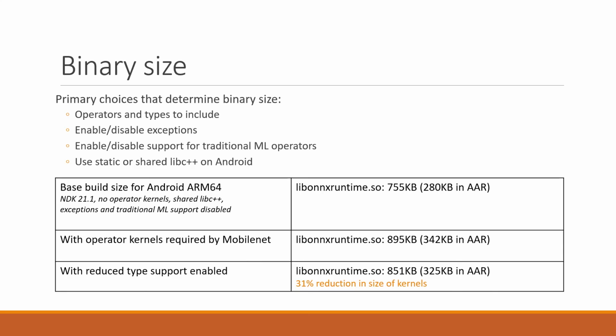There are a few choices that can be made to determine the binary size. The operators and types to include will make the biggest difference, but whether you choose to enable exceptions or support for traditional ML operators or use a shared libc++ on Android will also have an impact. As you can see here, the binary size for a build with the operators required to support MobileNet is well under 1 megabyte. If we enable the reduced type support, we'll get a 31% reduction in the size of the kernels, and that package would have a size of 325 kilobytes when compressed in the Android archive that you would use to deploy your app.